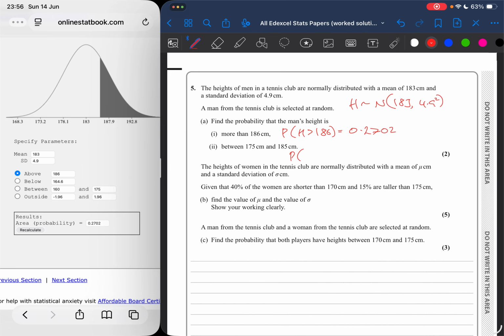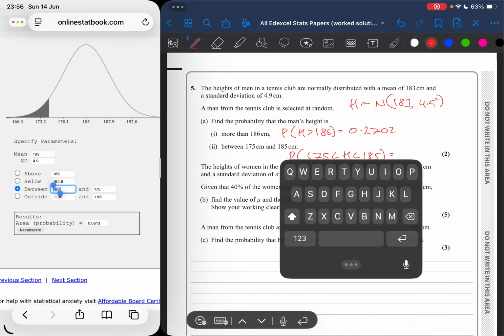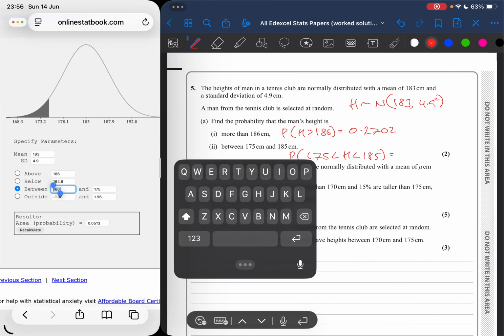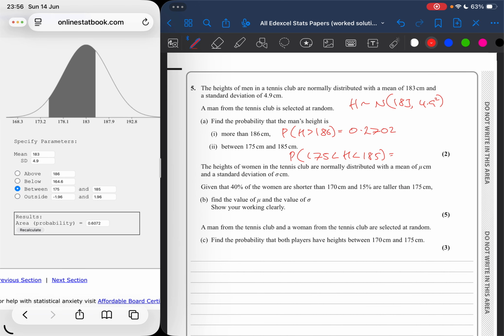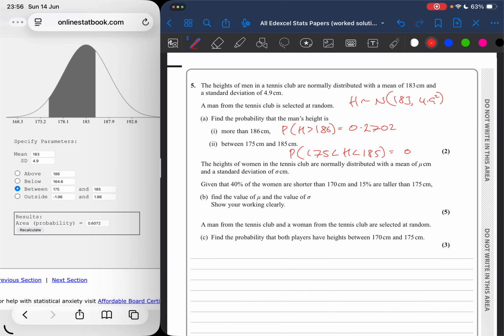And now next one, between 175 and 185. So I can do that. Between. Move you down a bit, or over there. 175 and 185. Calculate that. What do we get? About 60%. 0.6072. Do those numbers seem sensible?